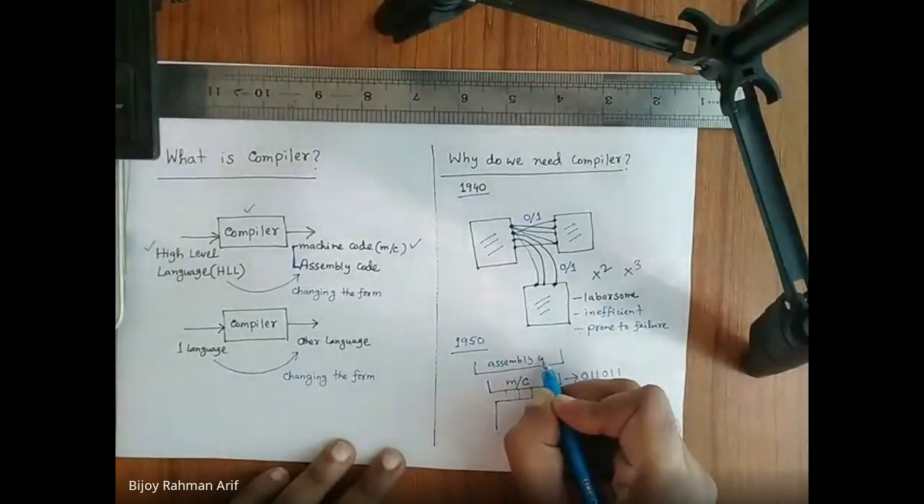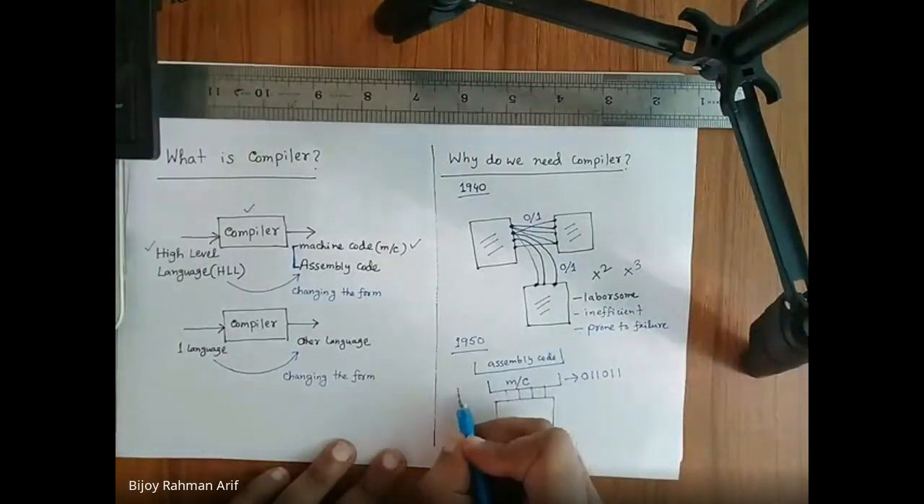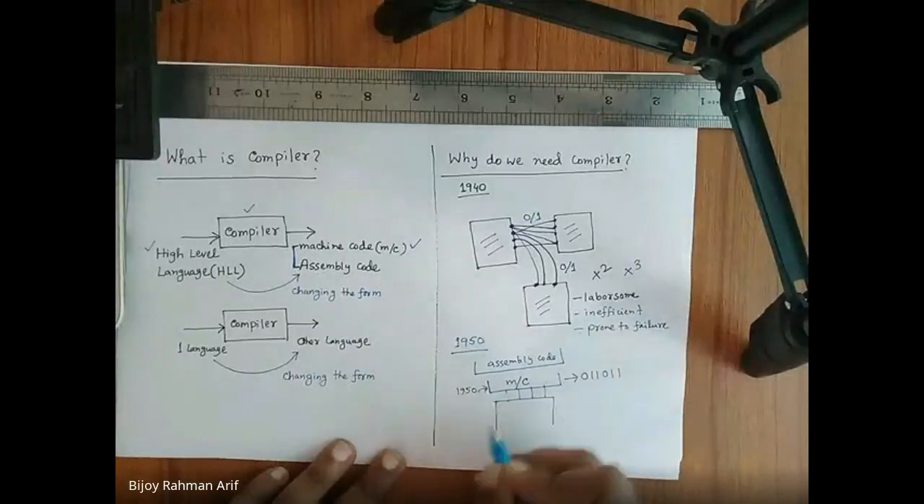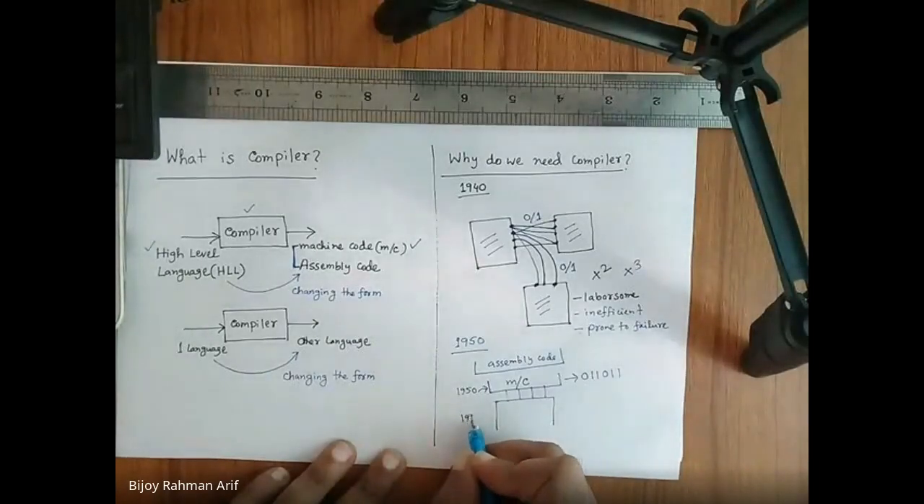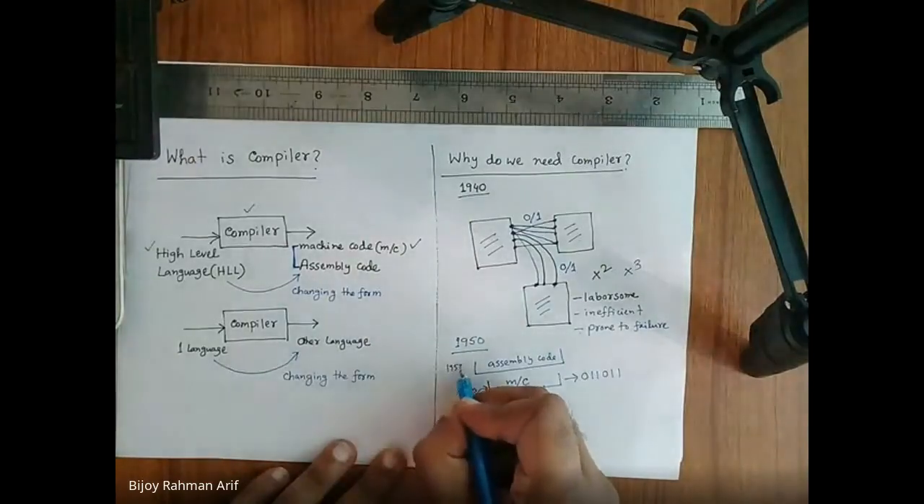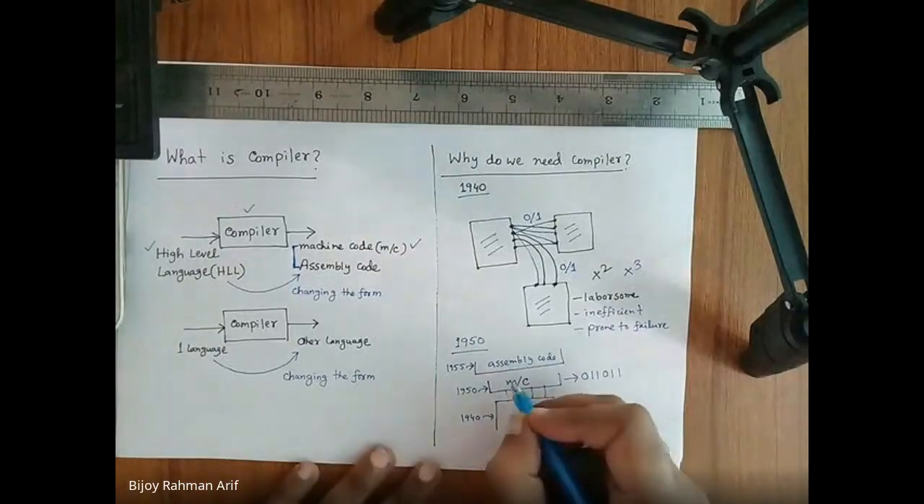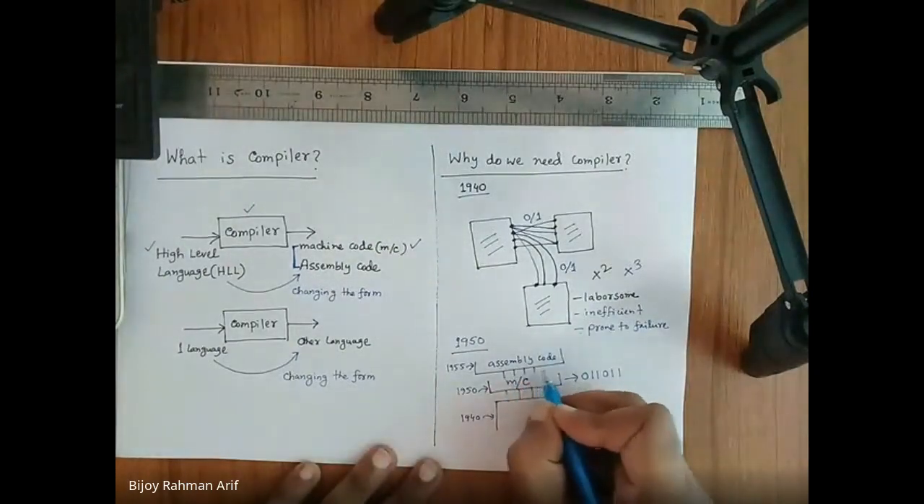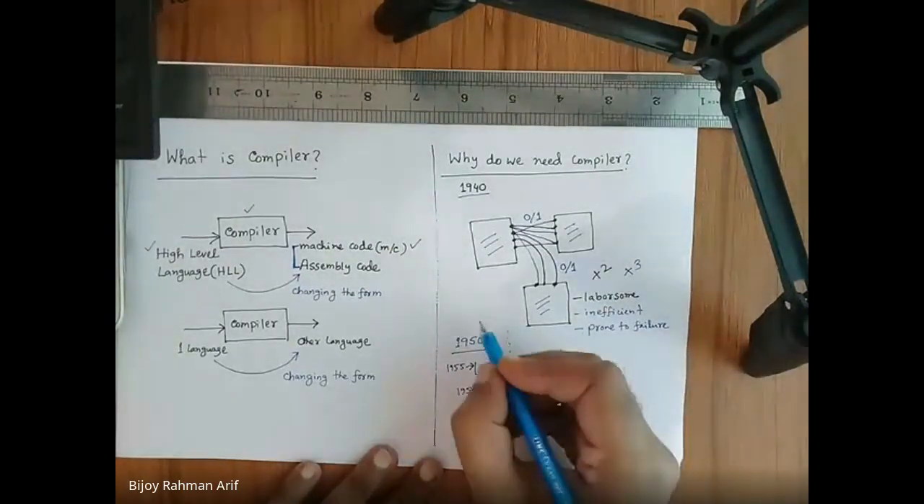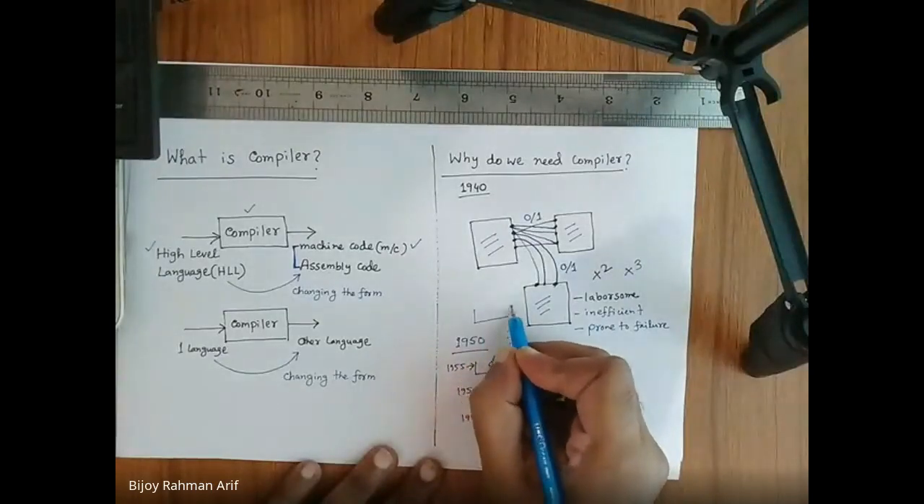So it is actually the 1950s task. It is the 1940s task. And this is actually the 1955. Eventually, as computer science developed, this goes higher, higher, and higher. And right now, we are getting the high-level languages.